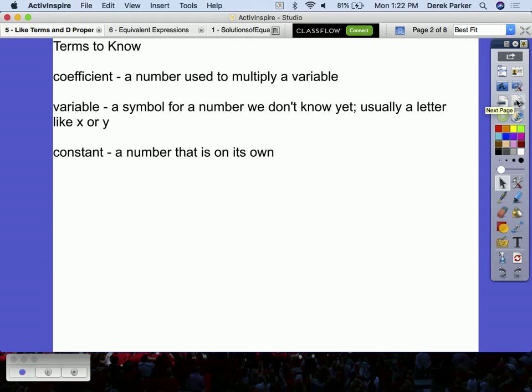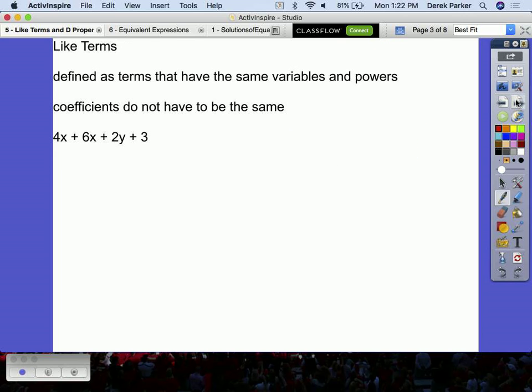Terms to know. A coefficient is a number used to multiply a variable. For example, if I had 3x, 3 would be the coefficient. A variable is a symbol for a number we don't know yet, usually a letter like x or y, and a constant is a number that is on its own. For example, in 3x plus 2, 3 is my coefficient, x is my variable, and 2 is my constant.